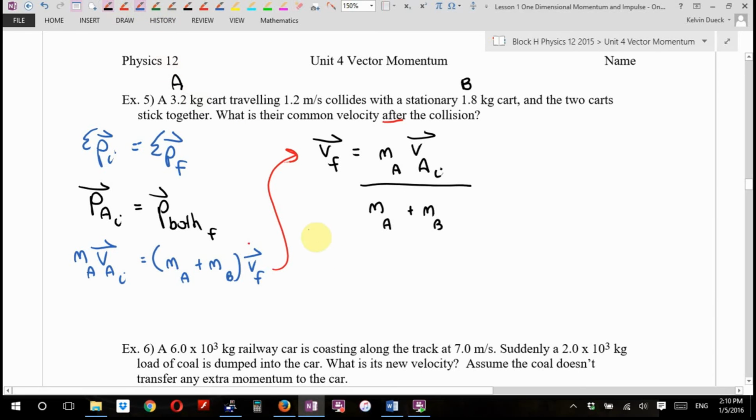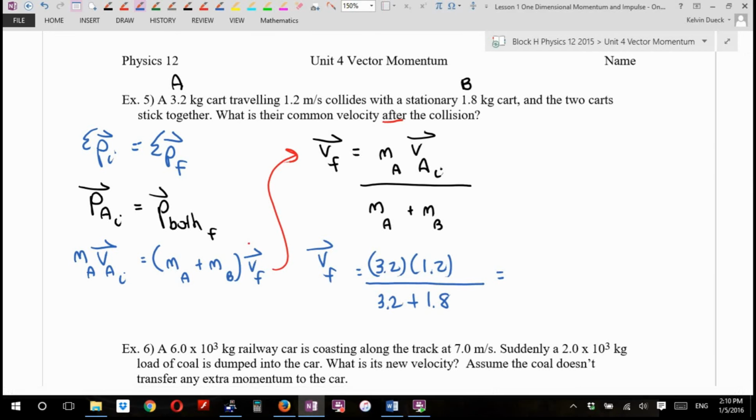Let's plug and chug. Final velocity is going to be 3.2 times 1.2, all divided by 3.2 plus 1.8. Do it. You might be able to do this one in your head. Because 3.2 plus 1.8, that's 5.